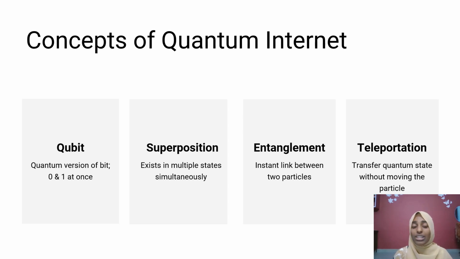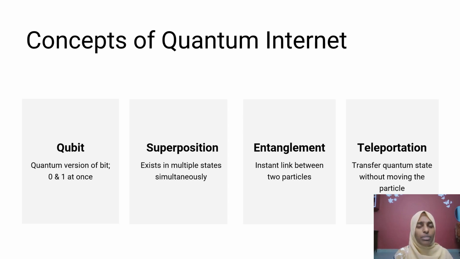The next concept is superposition. Superposition says that a quantum system can exist in multiple states at the same time. But to get a definite state, it has to be measured. After measuring, it results in some classical outcome. So this is all about superposition.